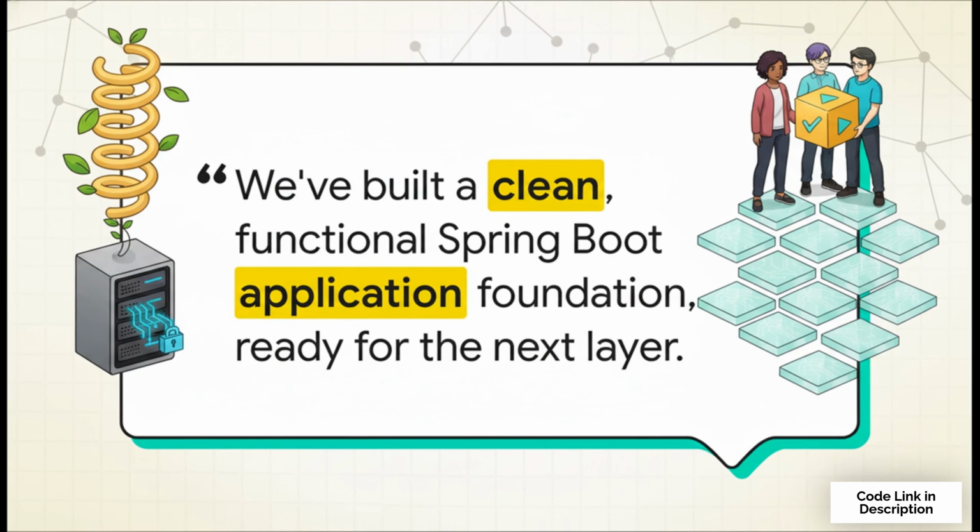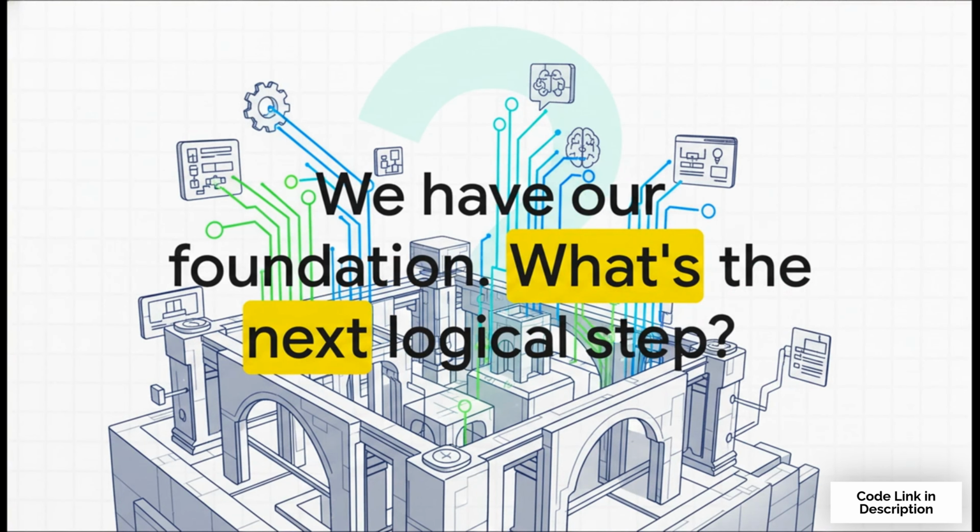In a really short amount of time, we've set up a fully functional Spring Boot application with a working data layer, all based on sound architectural principles. This is the application we'll be testing for the rest of this series. So, we have a foundation that can store data, but an application isn't very useful until it can actually do something with that data, right? So what's the next logical step to add some business logic?